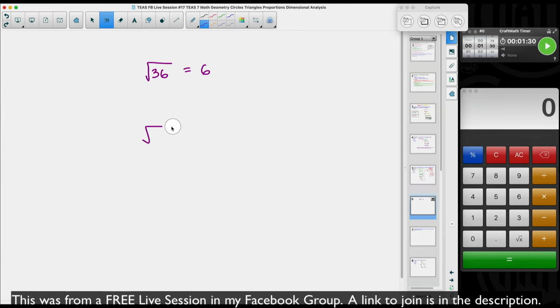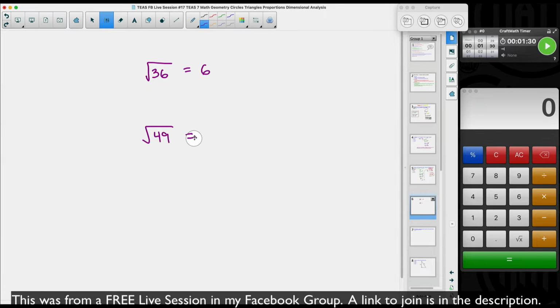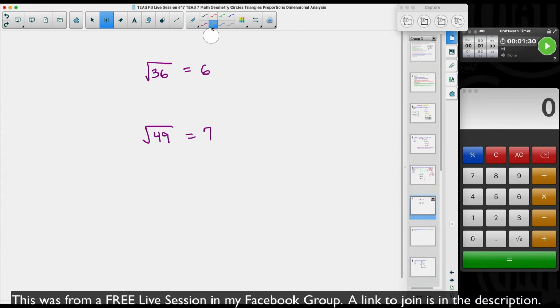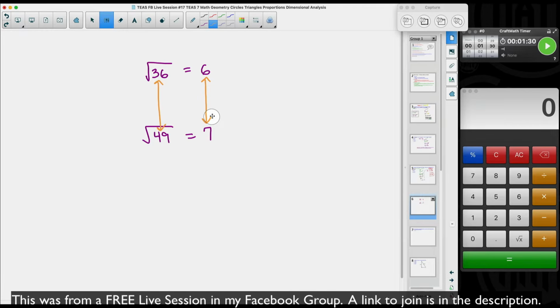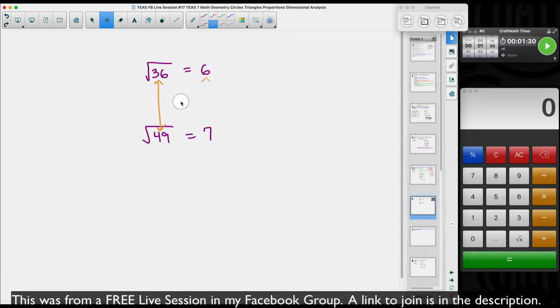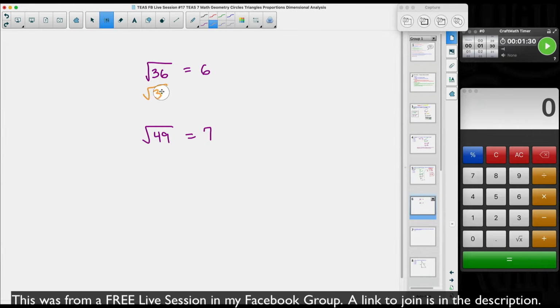What is the square root of 49? 7, yes. So now, sometimes you got funky square roots. If I pick any number in between 36 and 49, it's going to be 6 point something when I take the square root of it. For example, let's take the square root of 37. That's ugly, but I know it's going to be just a little bit bigger than 6.